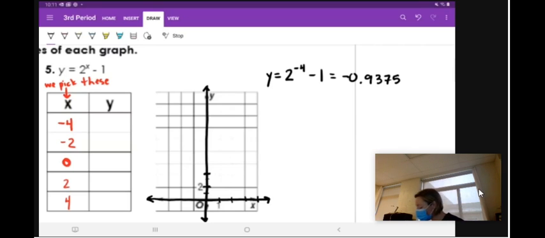All right. So that's our y value for this box here, -0.94. I'm going to just write in 0.94. We'll round it a little bit. And so now we need to draw that point on our graph. So -4 comma -0.9 is really close to -1. So we're going almost all the way down to -1. Not quite there, but really close to -1.